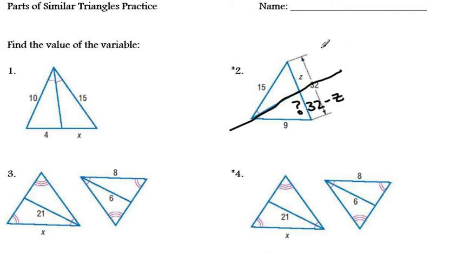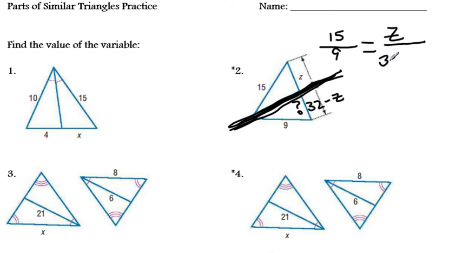So we set up our proportion, and we have 15 over 9. Once again, think of this angle bisector as your fraction bar. It tells us how to set up the fraction. 15 is over 9, and z is over 32 minus z. Don't forget to put that expression in parentheses so that you remember to distribute.